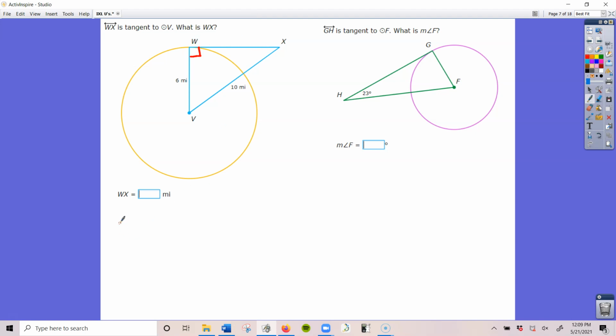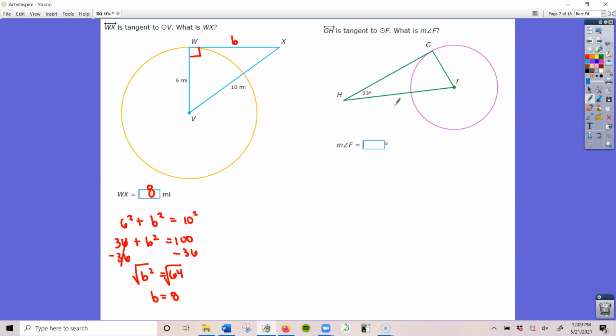When you plug it in, it would be 6 squared plus, I'm just going to call this B, B squared is equal to 10 squared. 6 squared is 36 plus B squared equals 100. Subtract the 36 from both sides, and you get B squared is equal to 64. Finally, you square root, and you get that B is equal to 8. So WX is equal to 8.